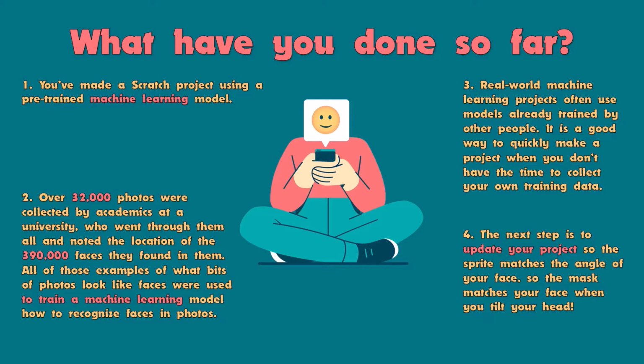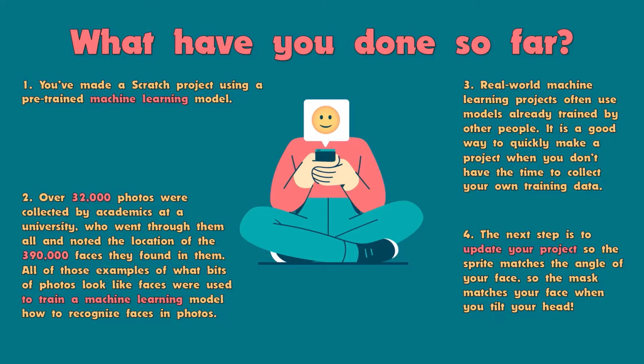Actually, over 32,000 photos were collected by academics at a university, who went through them all and noted the location of the 390,000 faces they found in them. All of those examples of what bits of photo look like faces were used to train a machine learning model how to recognize faces in the photo. So it means that tons of data were used, and thousands of faces were recognized to make AI work how it works right now.